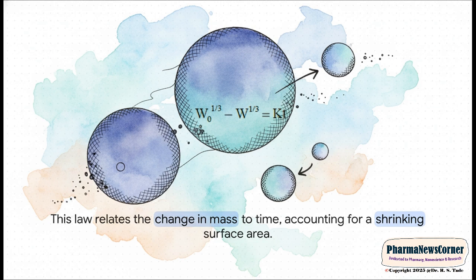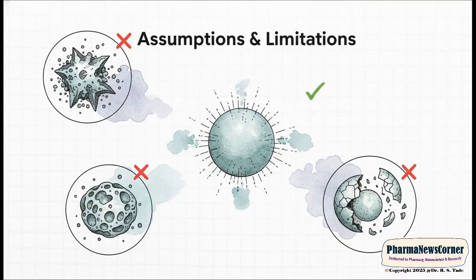It's a really clever model that works great as long as the particle keeps its same general shape, like a little sphere, as it gets smaller and smaller. Now, of course, this model has its own set of rules. It works best for perfect little spheres that dissolve nice and evenly. It's not so great for weird, irregular shapes or for porous particles. So you see, it's a step up from the film theory, but it's still a simplified version of what's really happening.